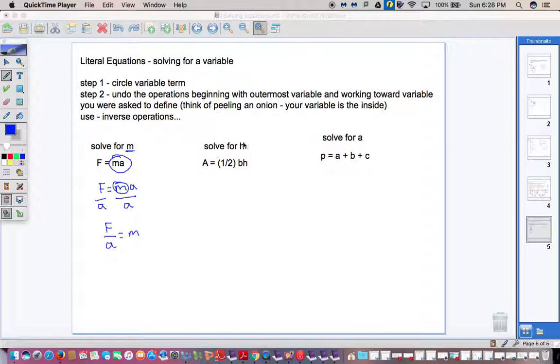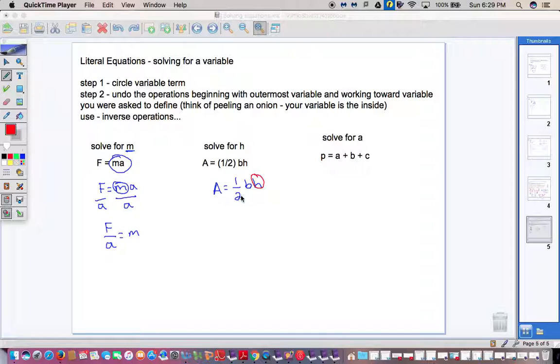This next one is to solve for h. This is the area of a triangle. You'll be using this in my class next year. This is area is equal to 1/2 base times height, and I want you to solve for h. Again, I only have one term because I don't have any addition and subtraction symbols. So I'm going to start unpeeling this onion.